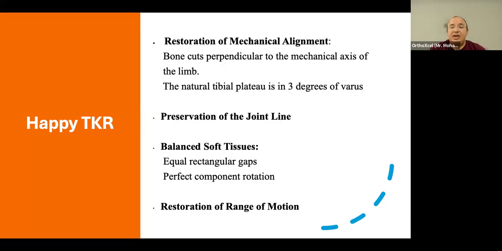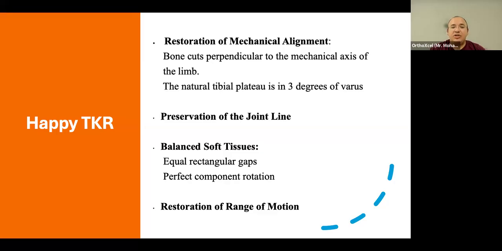Your cuts have to be perpendicular to the mechanical axis, and be careful about the natural internal and external rotation, the natural varus and valgus. You need to preserve the joint line, so maintain the joint line at the same level, so you can maintain your patellar height. So elevation of the joint line will end by a relative patella baja, and the other way around, if you lower your joint line, you end by relative patella alta. So preservation of joint line is very important to maintain the soft tissue tension and to maintain your normal patellar tracking. Definitely balanced soft tissue is a critical point.